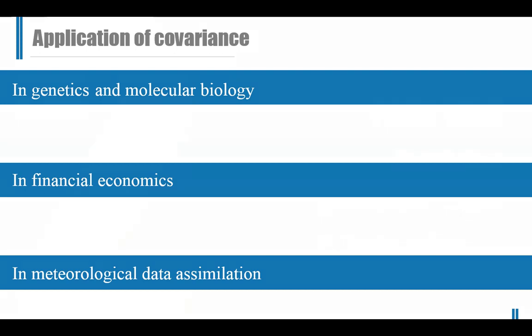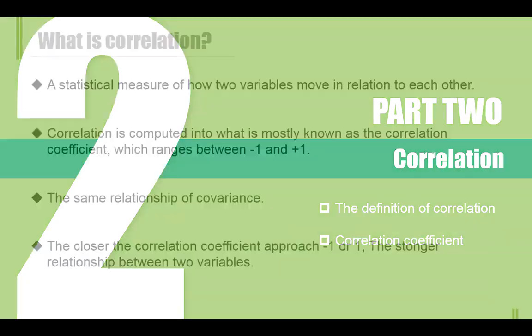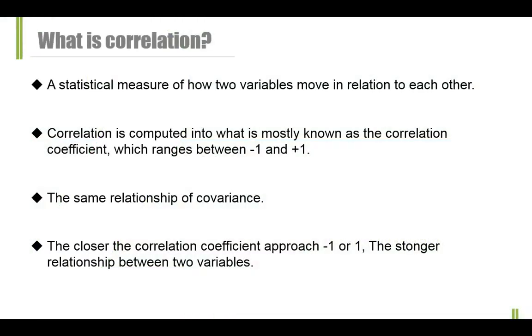And the second part, correlation. Correlation is a statistical measure of how two variables move in relation to each other. And the correlation is usually computed into what is mostly known as the correlation coefficient, which ranges between -1 and 1. The correlation coefficient has the same relationship as the covariance. It means that a positive correlation coefficient represents similar behavior of random variables. In the opposite case, it is also true. The closer the correlation coefficient approaches -1 or +1, the stronger the relationship between two variables.